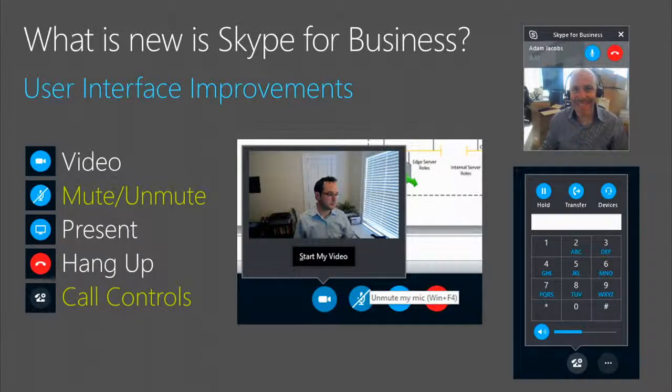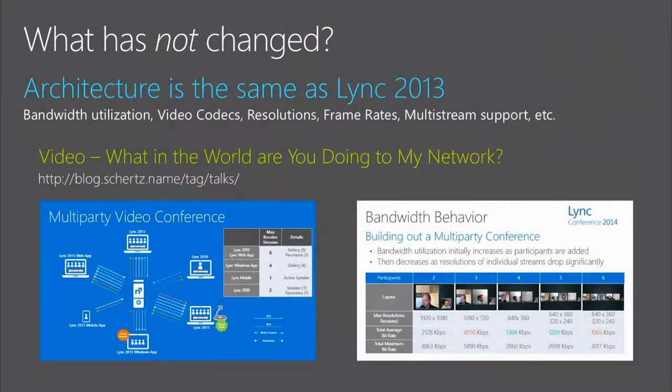It's still Lync 2013 on the back end. So that being said, everything that was applicable to 2013 is still applicable to Skype for Business. So we look at how bandwidth is utilized, the video codecs, the priorities that they're selected in, the resolutions they support, the different frame rates, all the multi-stream stuff I'm going to talk about in a few slides. It's all the same. So I certainly don't need to recap what there's already a recorded session that I did at Lync Conference last year.